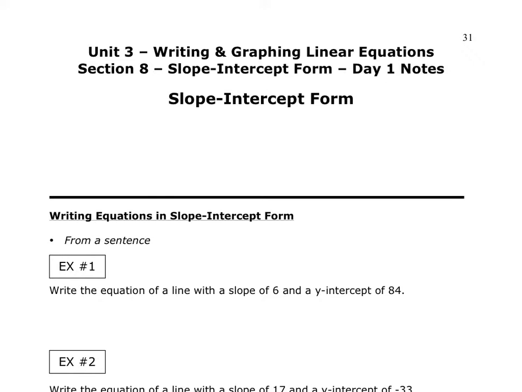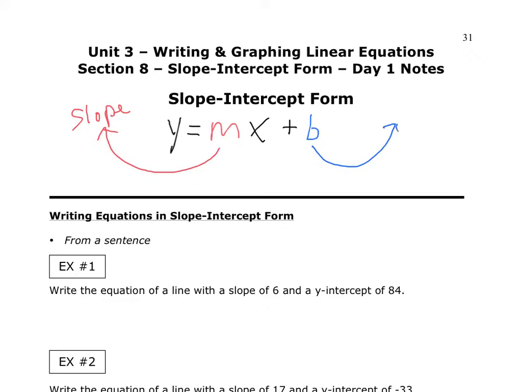The slope-intercept form, the equation that you're going to be using, is always going to be y equals mx plus b. Your m is always going to represent your slope, and your b is always going to represent your y-intercept. You must memorize these two things.